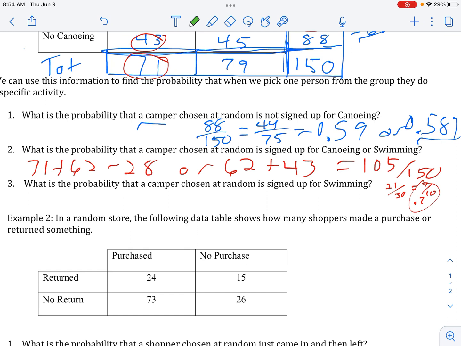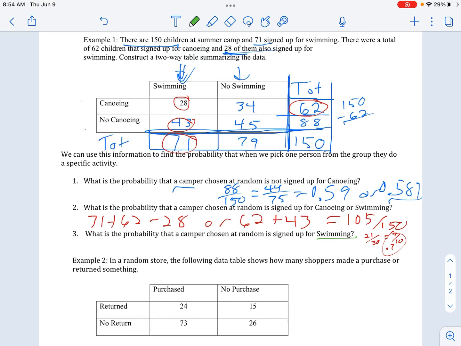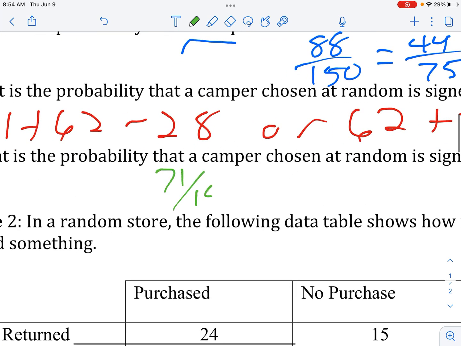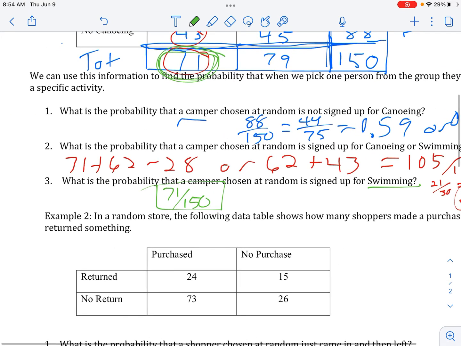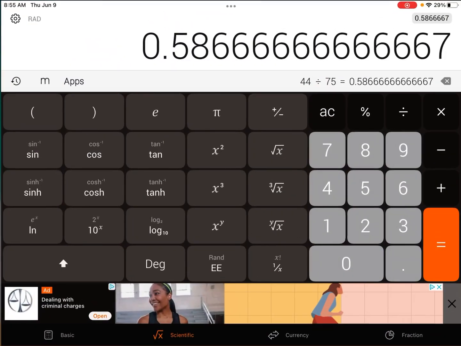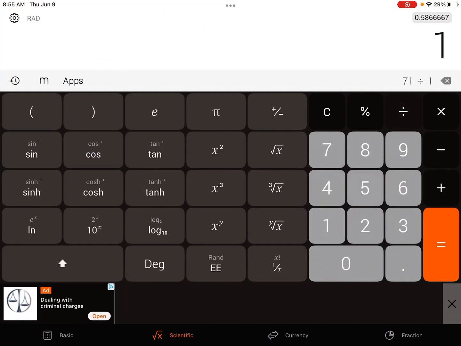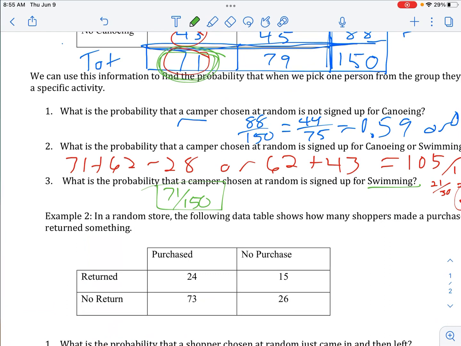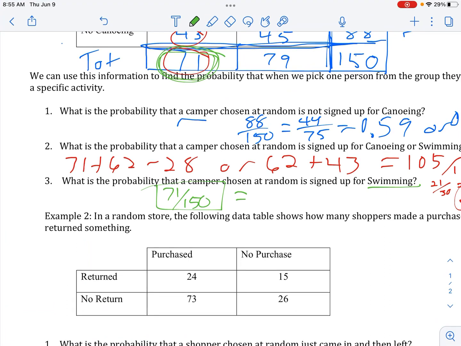What's the probability the camper chosen at random is signed up for swimming? All right, so swimming is just these people. And so that would be 71 out of 150. And 71 is a prime number, so that's as good as you're going to get there as far as the fraction. If it needs a decimal, then we do 71 divided by 150, and we get 0.473. All right, there we go.